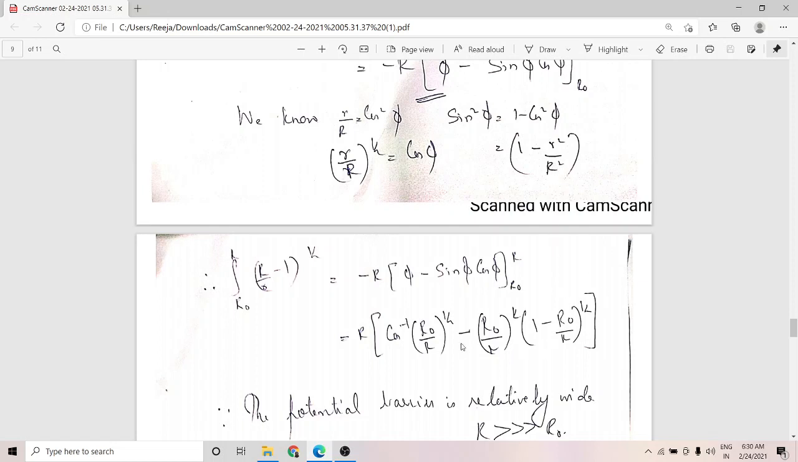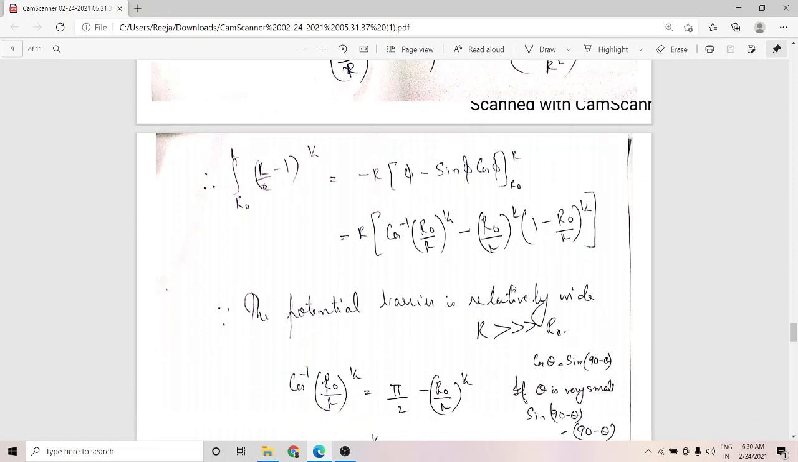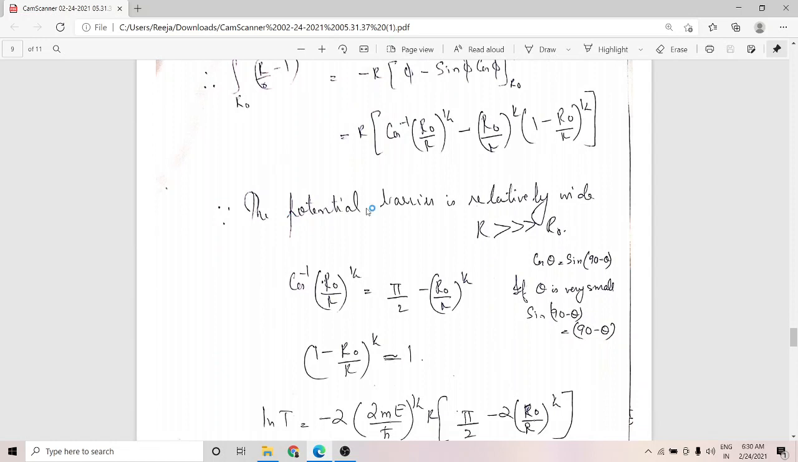And the answer that you have obtained here is after applying the limits capital R and R0. Okay, so this is the answer that you get as a result of this integration. Now, the potential barrier is relatively wide. It is considered to be much wider than the nuclear radius. So capital R is much bigger than R0, so that R0 by R becomes a very small number.